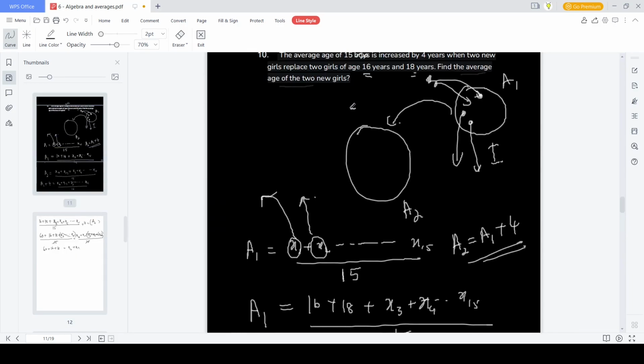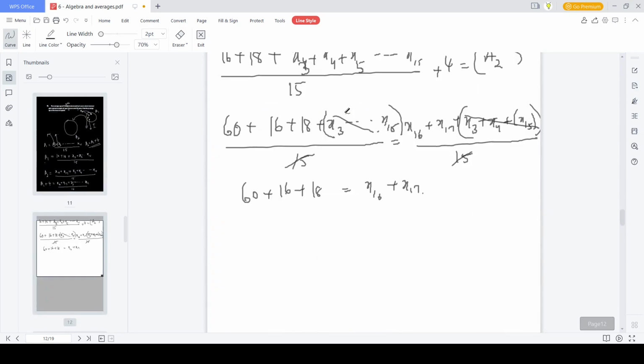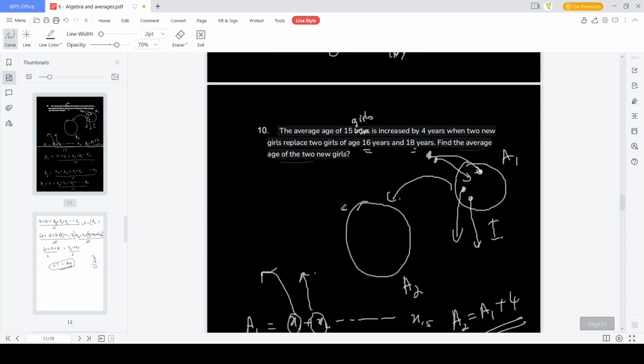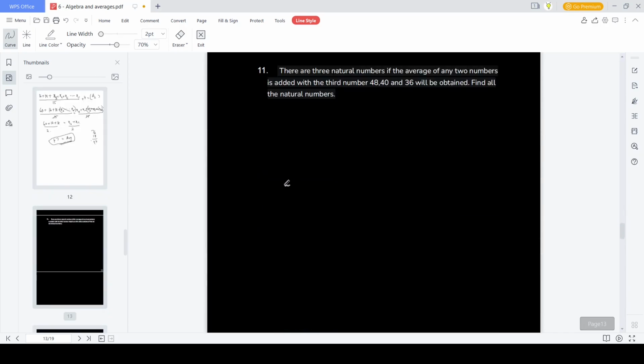the average age of the two girls. To find the average age of the two girls, I just have to divide the sum of the ages of the two girls by 2. So if you divide this by 2, this also gets divided. So this is nothing but 76 plus 18, that is 94. You have to divide 94 by 2, that is 47, which is the average age of the new girls. They are not girls, they are old aunties, so 47 is their age. No offense to any aunties.